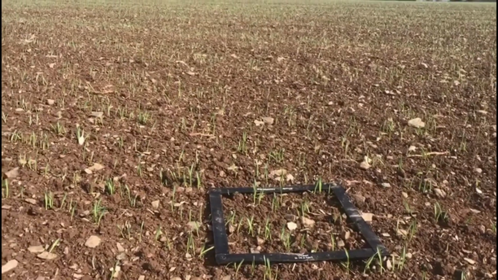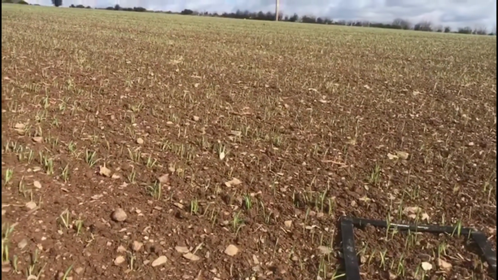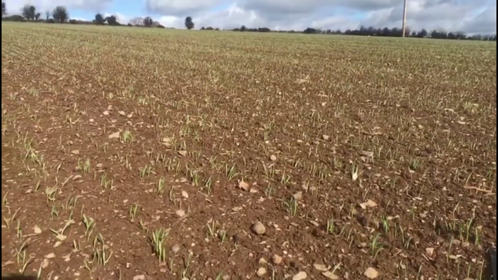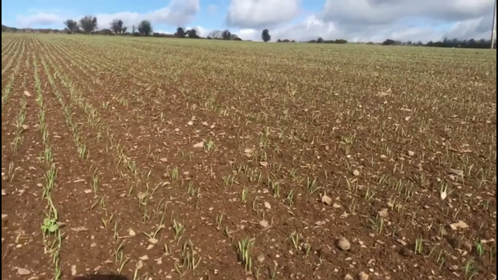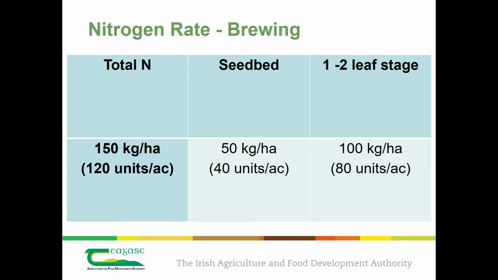The most ideal timing for application of nitrogen to all of these crops is at the 1 to 2 leaf stage of crop growth, or when tramlines are visible within the field. The optimum rate of nitrogen to apply to a spring malt and barley crop that has been drilled on a long-term tillage site can be seen on the slide.